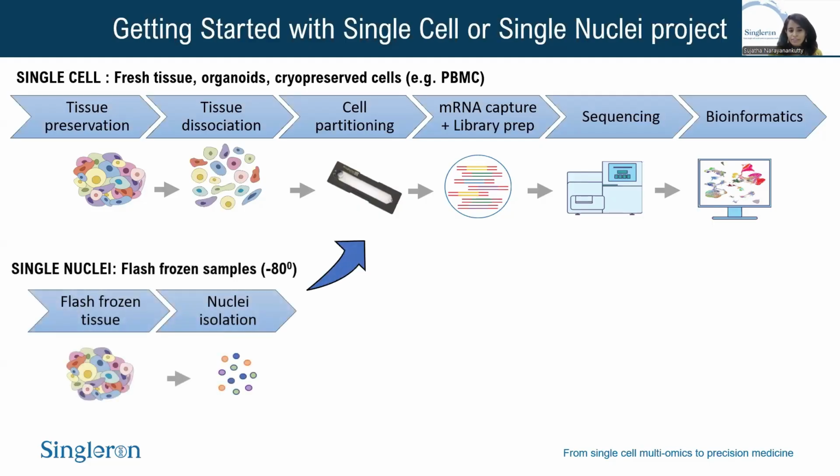Now, say you've got flash frozen samples. Sometimes you've got a clinical cohort and these samples have already gone into the -80 freezer. Not an issue. You may not be able to do single cell, but you can do single nuclei sequencing. If you look at the workflow, the first part is slightly different. You just go in and isolate the nuclei. But from here on, you can just follow a standard single cell workflow from partitioning all the way to data analysis.